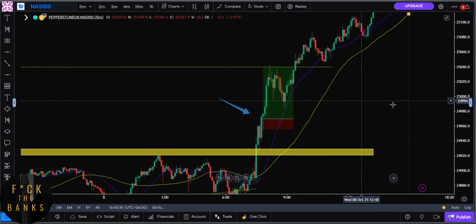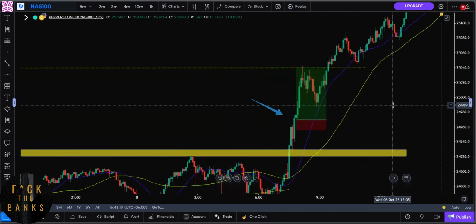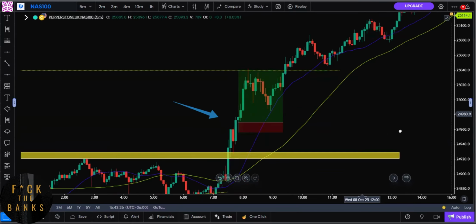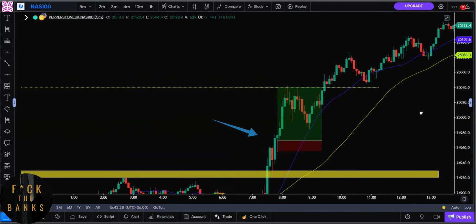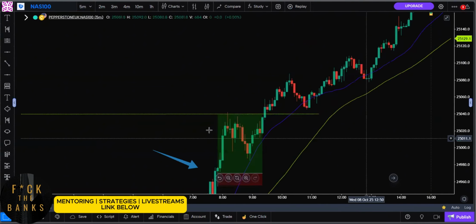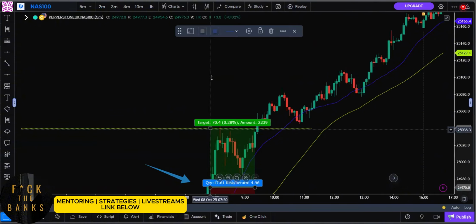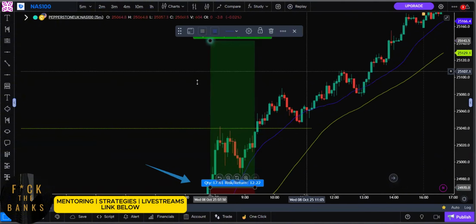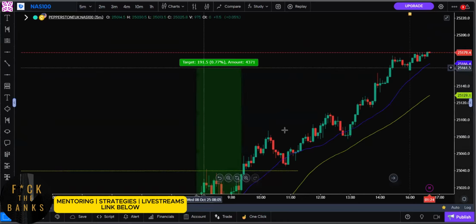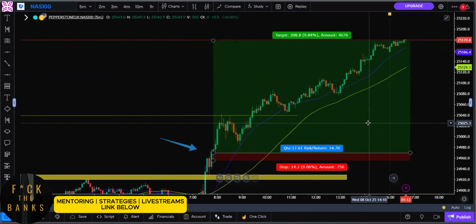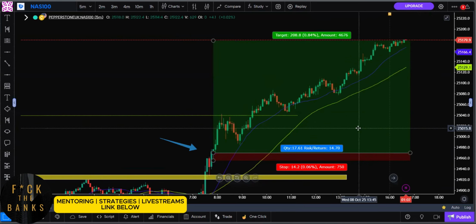20 points is all you need. Usually I take 20 points, but obviously you can definitely grab amazing moves. Just to show you guys how many points this trade that we took together was, it was around 200 points. And as you can see, the risk reward was huge. It was 1 to 14, which is absolutely extraordinary.